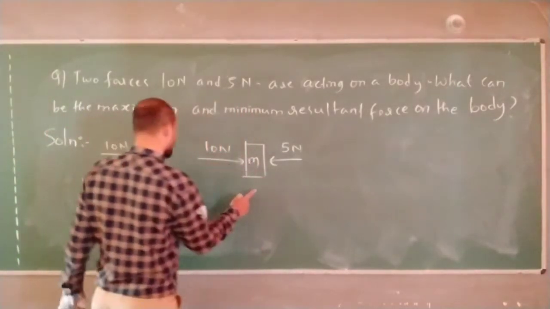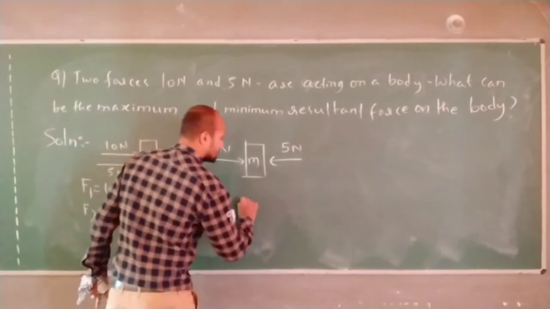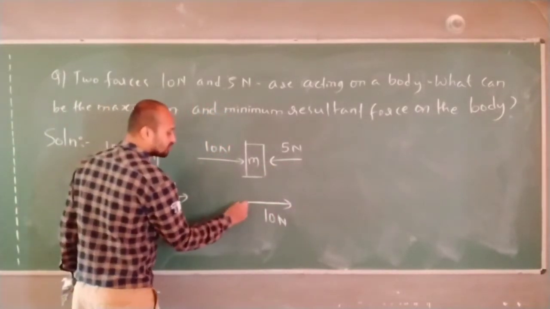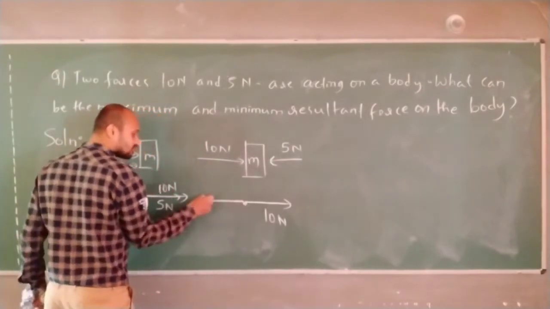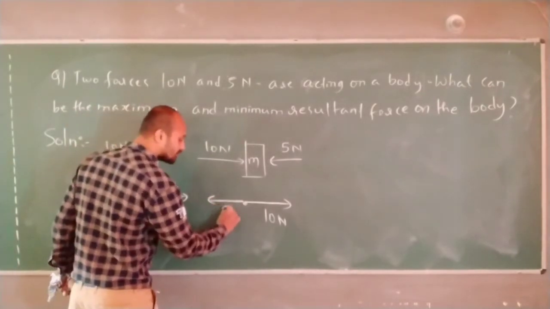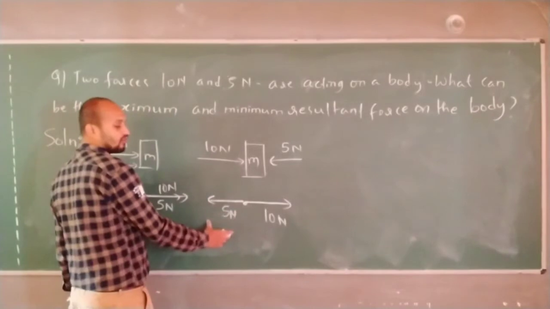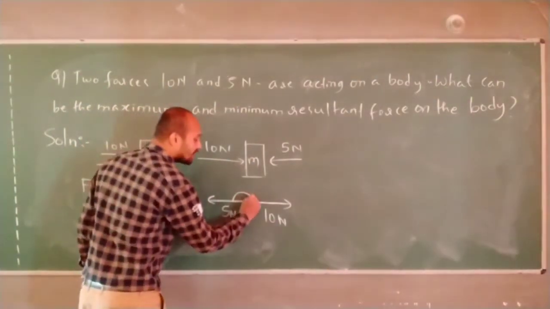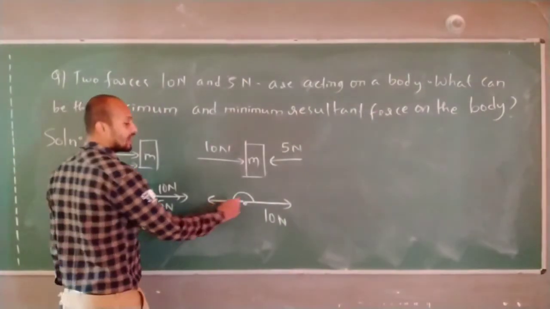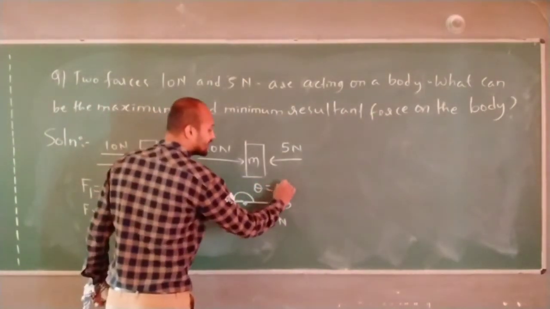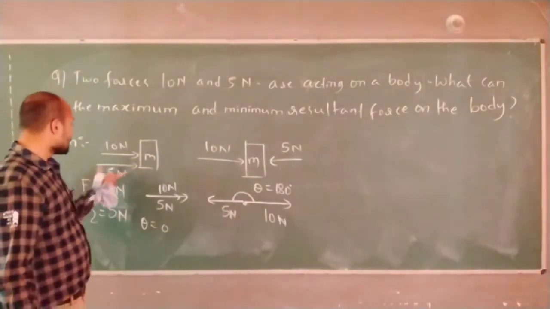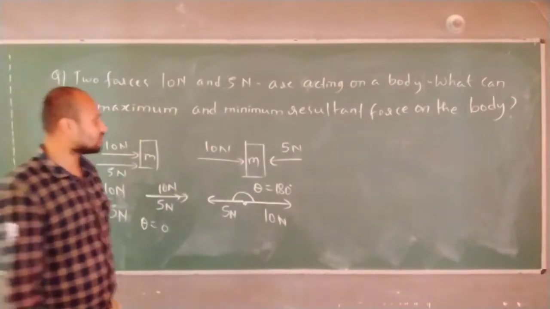Suppose if you come here, 10 Newton is acting like this. If I shift this vector from this point, if I join the tails of the point, this will be 5 Newton. This is one vector of 5 Newton force. This is another vector of 10 Newton force. What is the angle between the two vectors? The angle between the two vectors is 180. When they are acting in opposite directions, it is 180. So this is the minimum force, that is the maximum force.